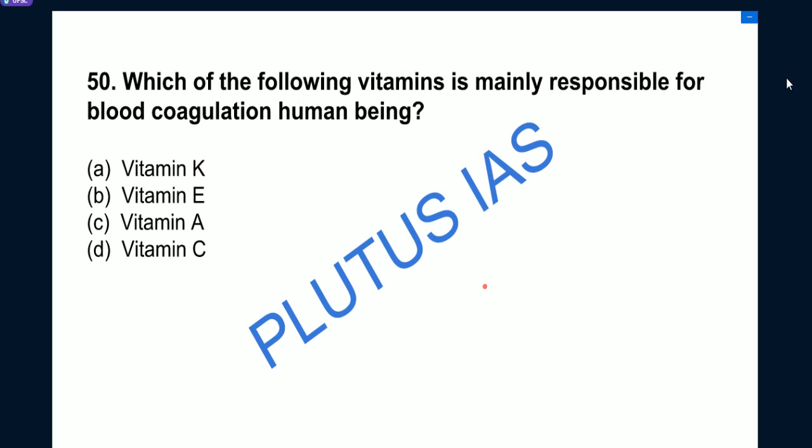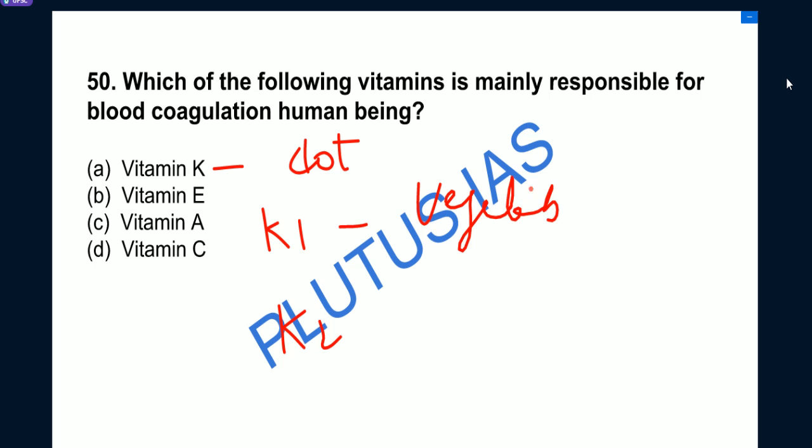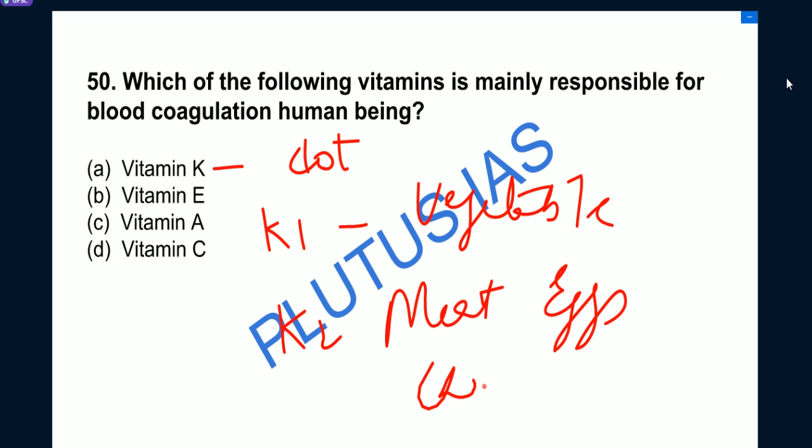Next question, question number 50. Which of the following vitamins is mainly responsible for blood coagulation? Again, this is a very easy question. In school days we studied that vitamin K plays a key role in helping blood clot and prevents excessive bleeding. So the answer would be K. Where do we get K from? There is K1 and K2. K1 we get from green leafy vegetables, and K2 from meat, eggs, and cheese. So the answer is A.